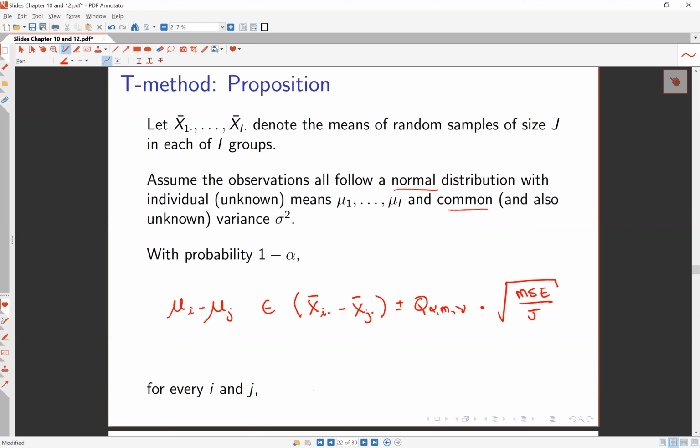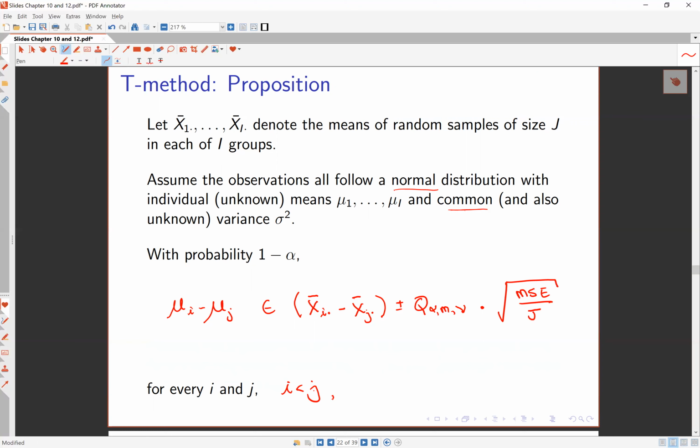And so this looks a little bit like the confidence interval for the difference of two means that we previously constructed, except the t value has now been replaced with the q value, and we have the mean square error in here. But what makes this quantity unique is that this holds for all i and j, as long as i is less than j. That's just a technical condition, which ensures that we're not doubling up on confidence intervals.